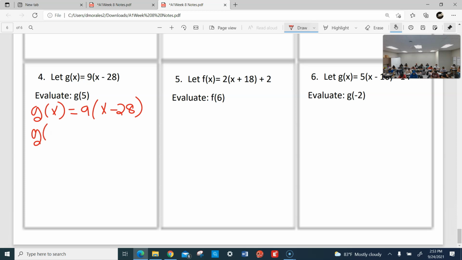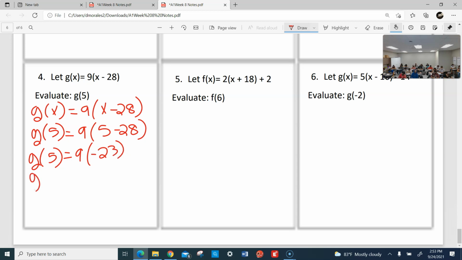I'm going to replace all my x's with what number for this one? 5. With 5s. So g of 5 equals 9 times (5 minus 28) in parentheses. To get my g of 5 answer, I have to first do the inside parenthesis work. So someone tell me, what is 5 minus 28? Negative what? Negative 23.